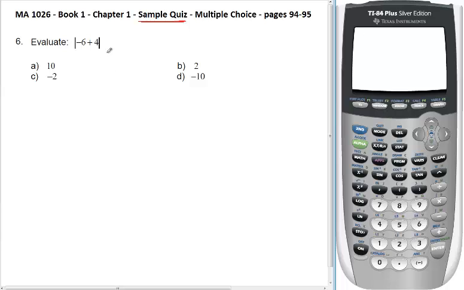Alright, number 6 says to evaluate the absolute value of negative 6 plus 4. So this is just a little extra practice thrown in there using absolute value. Now we know these signs, these vertical bars, mean absolute value of a number. The absolute value of a negative number, say absolute value of negative 5, is positive 5. And the absolute value of positive 5 is also positive 5. So the absolute value of a negative is positive.